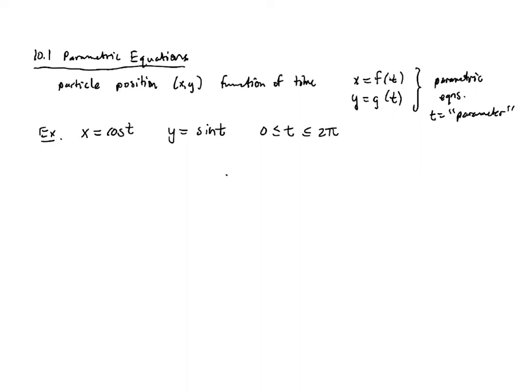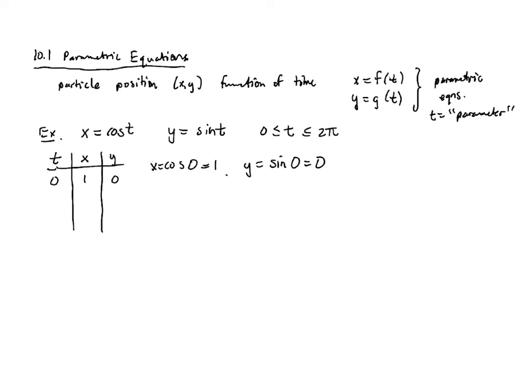The way we get an idea of what this curve looks like is by plotting some points, and the way we do that is with a column of t values, the corresponding x values, and the corresponding y values. So for instance, when t equals 0, x is going to be cosine of 0, which is 1, and y is going to be sine of 0, which is 0. So we have the point 1 comma 0 on our graph.